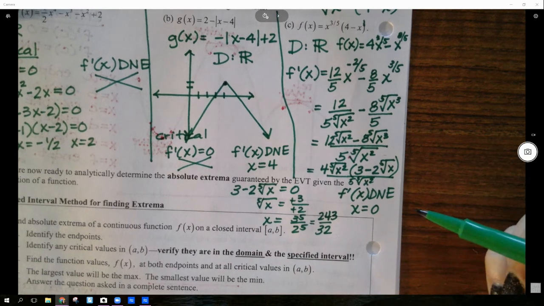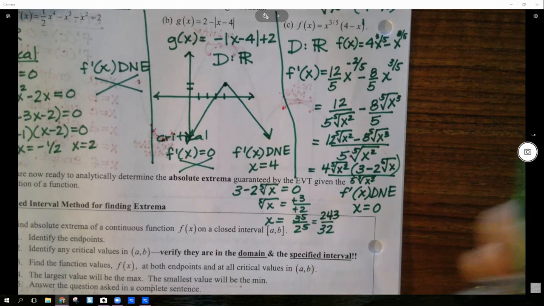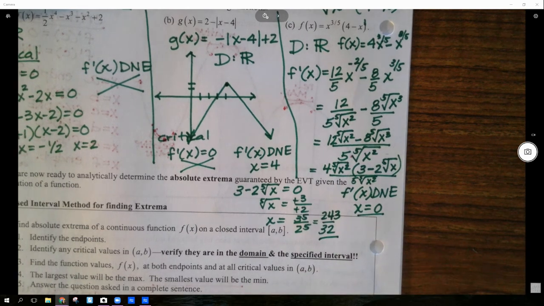That was definitely a challenging one. Okay, so 2 critical values here and here.